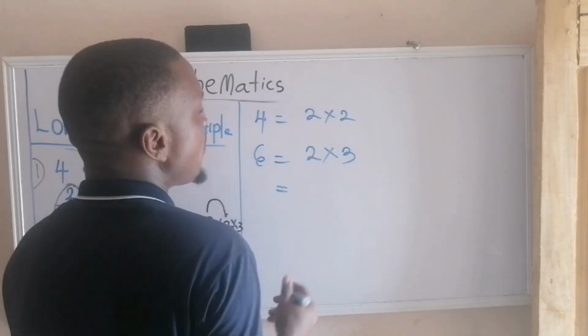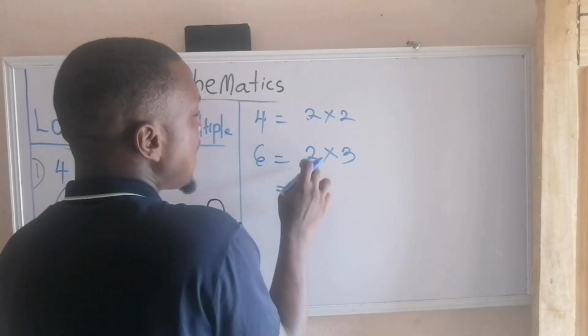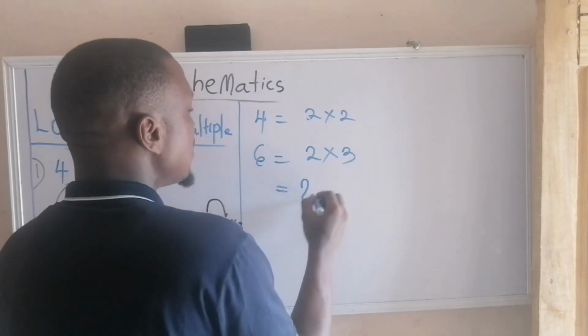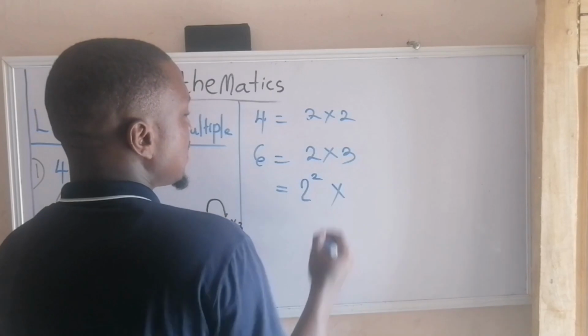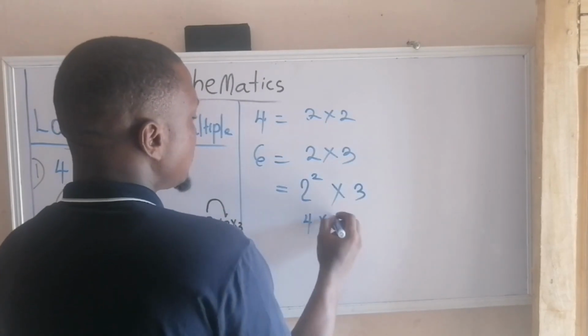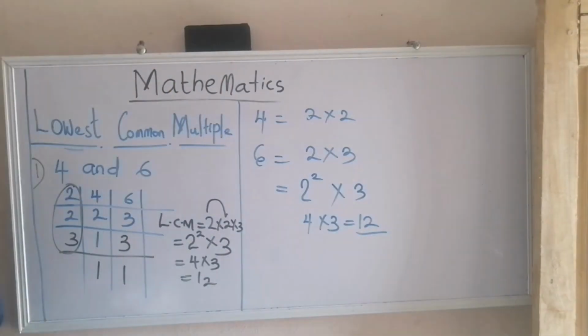2: where does 2 appear most? 2 appears most here, twice. Here 2 appears once. So you pick where it appears most. This one. So 2 appears twice, that is 2 raised to power 2, times 3 which appears once. So you write your 3. What is 2 raised to power 2? That will be 4. And 4 times 3 is what? That will be 12. So let's solve a question that is a little bit tougher.